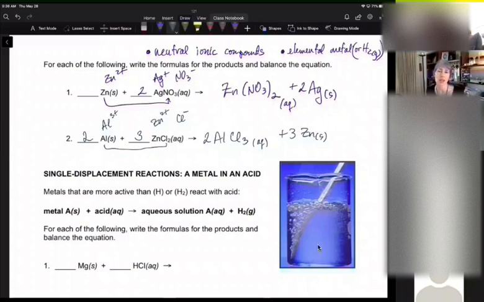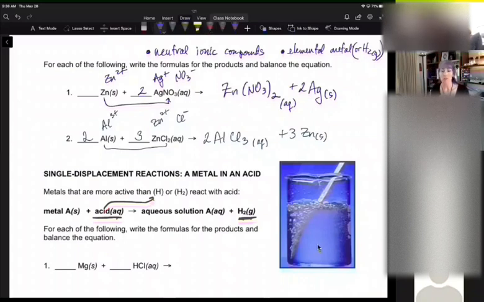So for these ones, we had ionic compounds, but sometimes we might see an acid. And in that case, the cation is the H. So that's going to produce hydrogen gas. This reaction, we've seen the picture a few times of that strip of metal reacting in the water or in the HCl.